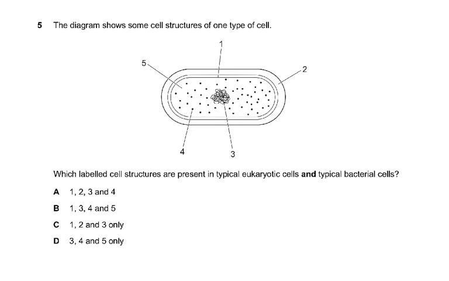Then question number 5. The diagram shows some cell structures of one type of cell. Which labeled cell structures are present in a typical eukaryote and a typical bacterial cell? So you have to understand it's 1, 3, 4, and 5. 2 is the cell wall, which is not present in a typical eukaryote. Eukaryotes are plant and animal cells. So the cell wall, and this is also made of peptidoglycan. That's why the answer to this is B, 1, 3, 4, and 5.